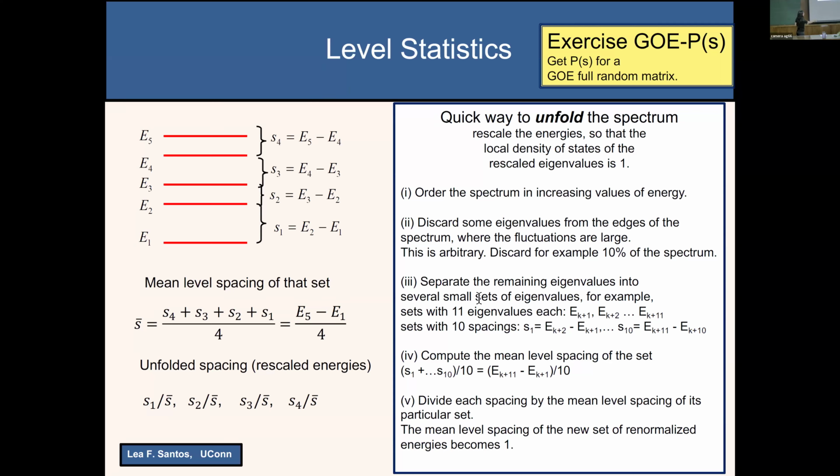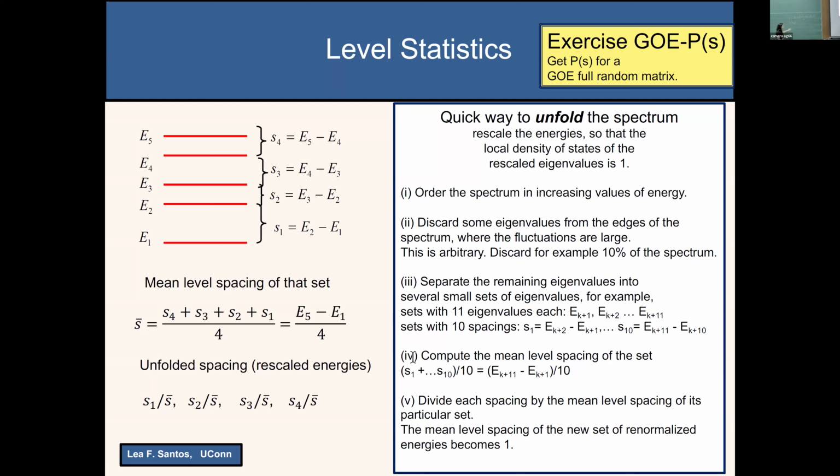Okay, so let's look at one of these sets. We have those 10 spacings. What we are going to do is compute the mean value of them. I'm going to write down, but this is very simple. So I have this 10th spacing, and then the second spacing, all the way to that one that is E2 minus E1. And then I get the mean of this. So this is the mean spacing, which at the end is very simple. What we are doing here is just the edges, E11 minus E1 divided by 10.